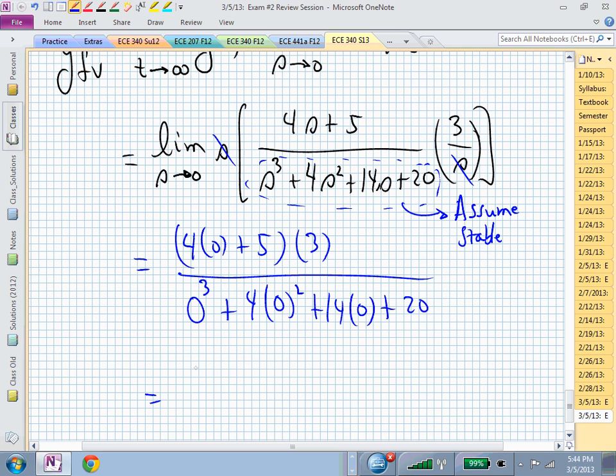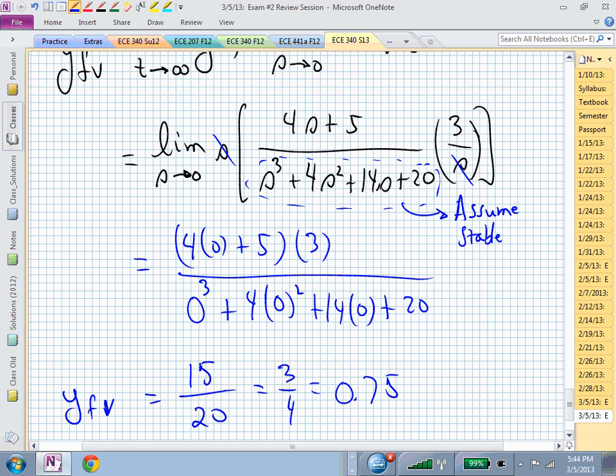You're left then with 5 times 3, or 15, all over 20, or the final value for that system that's governed by this third order differential equation is 3/4. And that didn't take a lot of effort if you knew that the characteristic polynomial was stable. And that's how you could use the final value theorem.